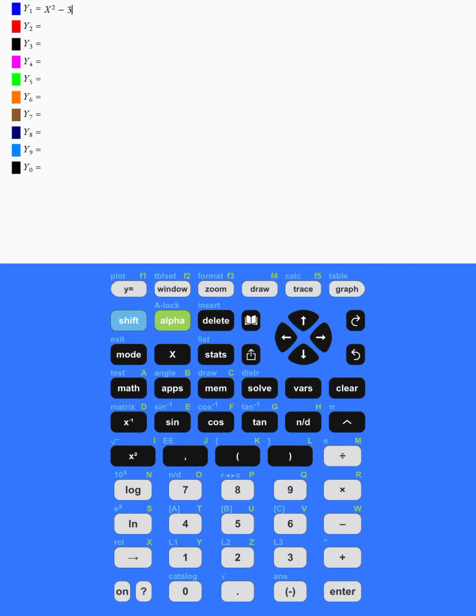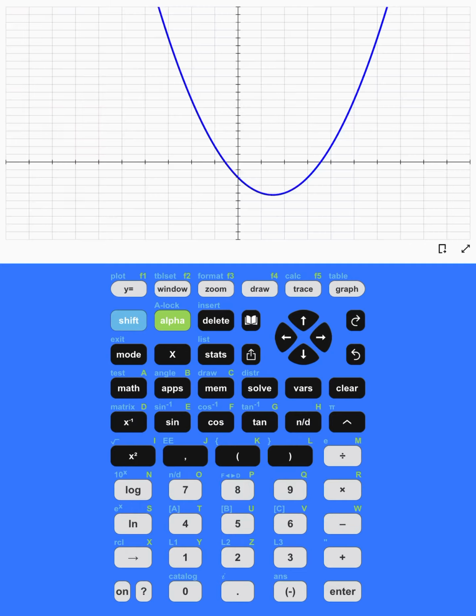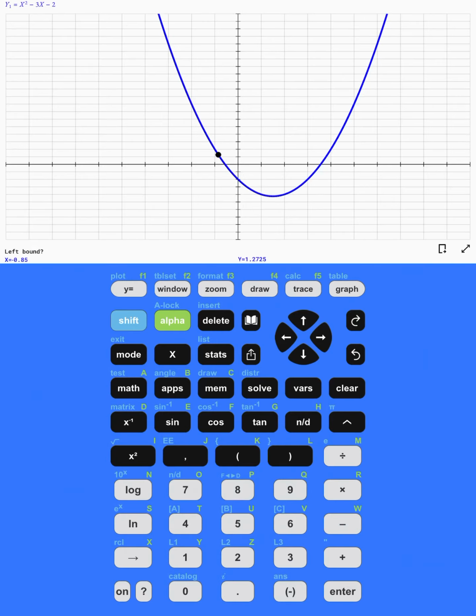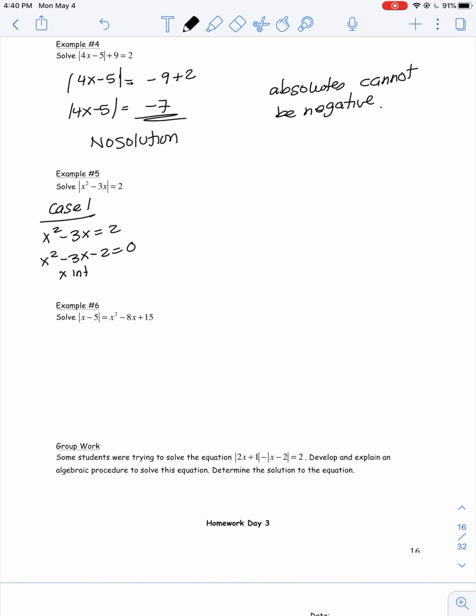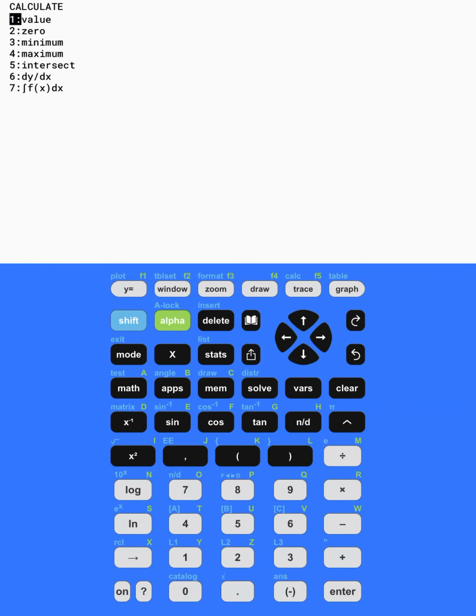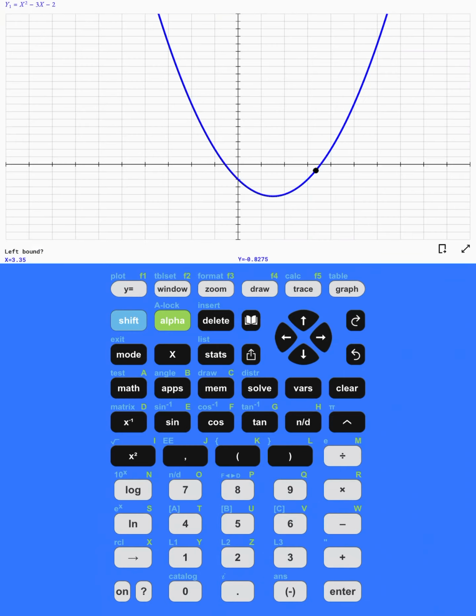So this is a graphical solution that I'm doing here. I'm going x squared minus 3x minus 2, graph it. Find the x-intercepts by going second trace, number 2, which is zeros. Go to the left side of that x-intercept, the right side of that x-intercept, and then your first zero is negative 0.56.